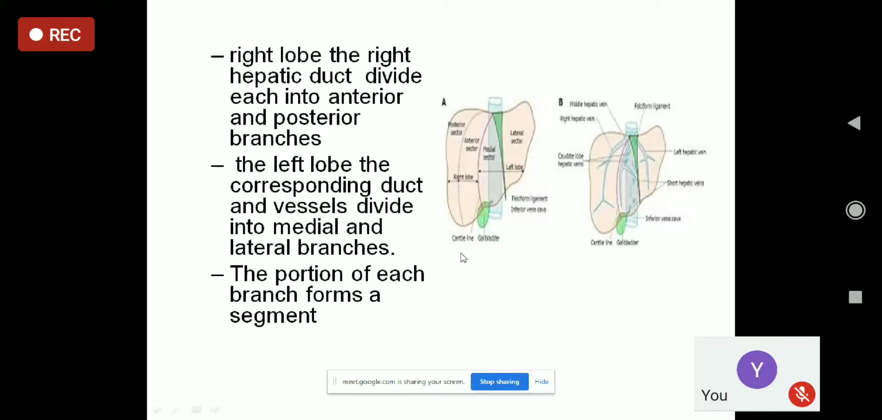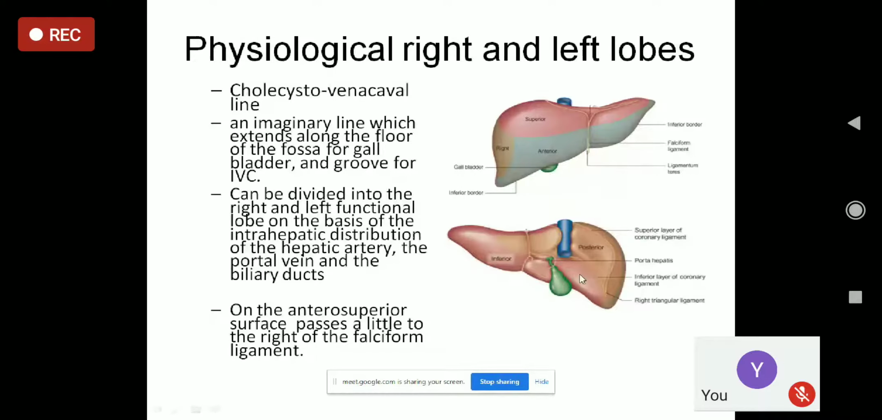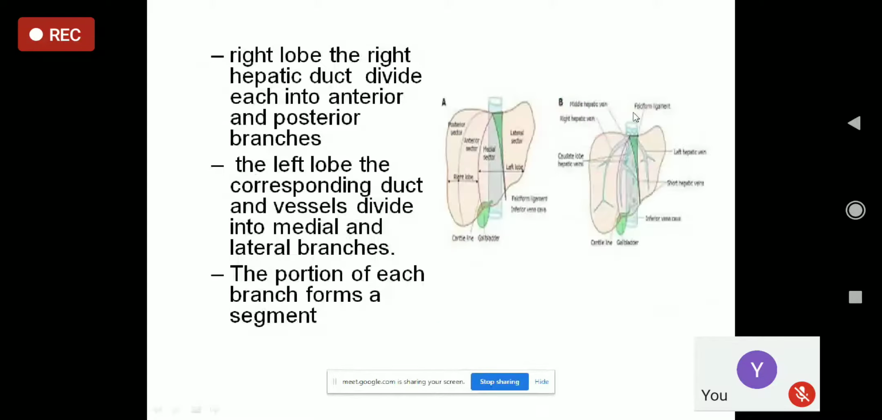So in the physiological lobe, what you have to say is that it extends from the fossa of the gallbladder to the inferior vena cava. It is divided into right and left, and again this right and left are divided, right into anterior and posterior, whereas left into medial and lateral. Okay, do you understand?